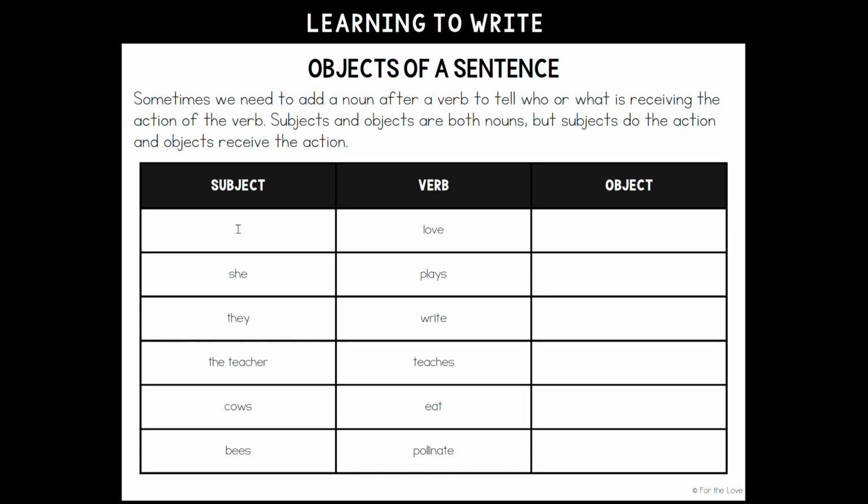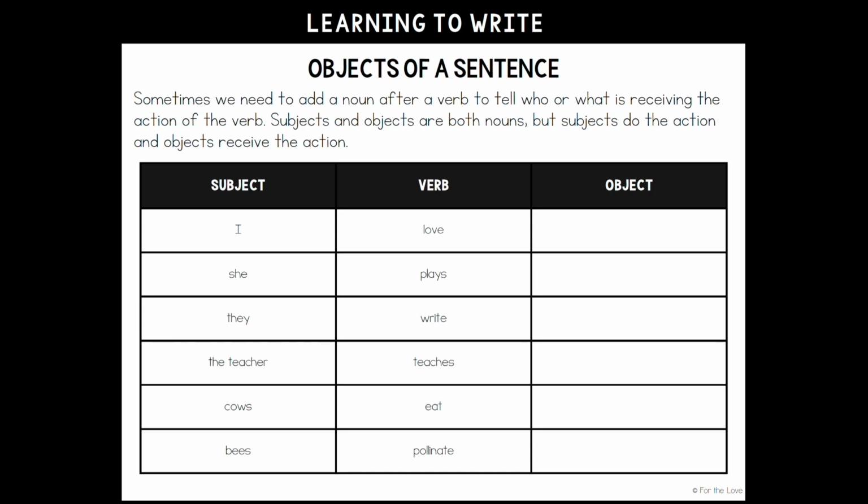Sometimes we need to add a noun after a verb to tell who or what is receiving the action of the verb. Subjects and objects are both nouns, but subjects do the action and objects receive the action. So here we have some subjects. Notice we have some pronouns in there and some nouns. When I used a singular noun here, teacher, I included the article the to make it correct so that students can read right across, and these will be complete sentences.